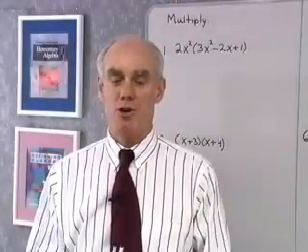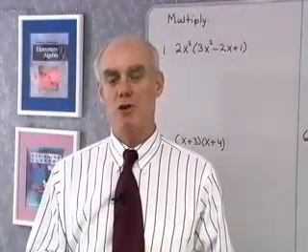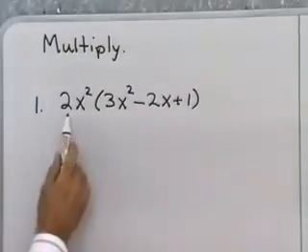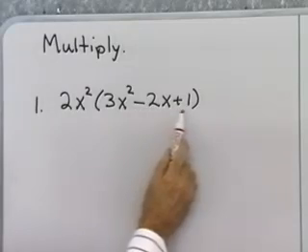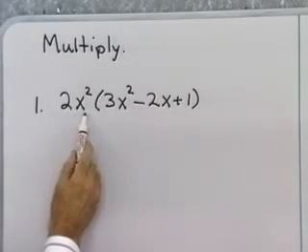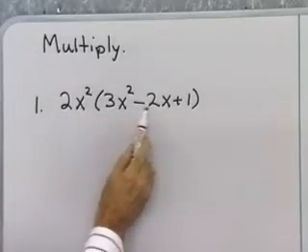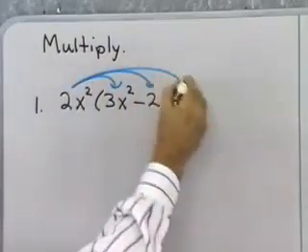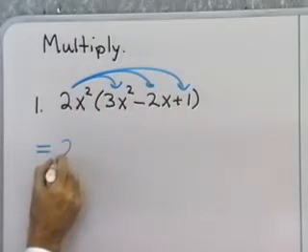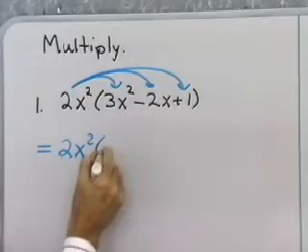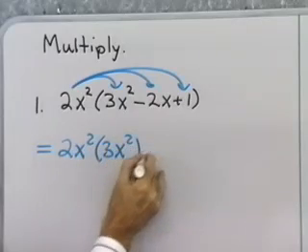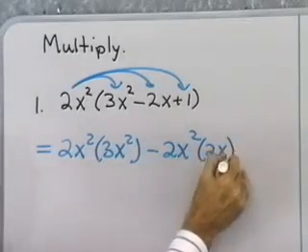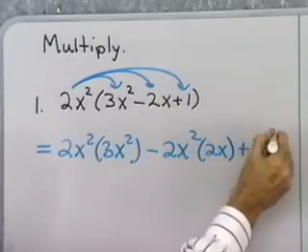When we multiply polynomials, we multiply each term in one polynomial by each term in the other polynomial. Our first problem up here is a monomial, 2x squared, times a trinomial. I'm going to multiply every term here, which is just this term, times each of these three terms. So this is simply an application of the distributive property. So it'll be 2x squared times 3x squared minus 2x squared times 2x plus 2x squared times 1.